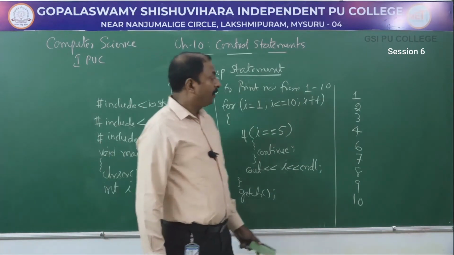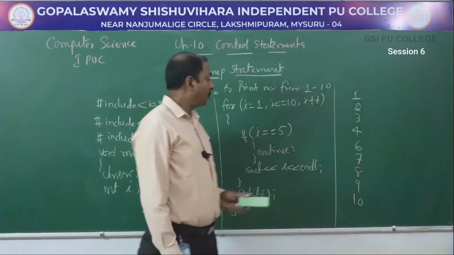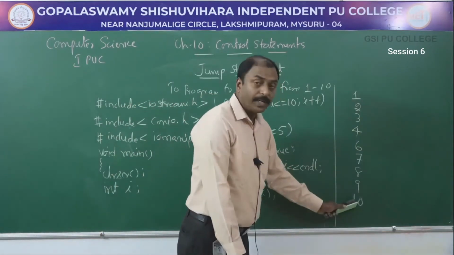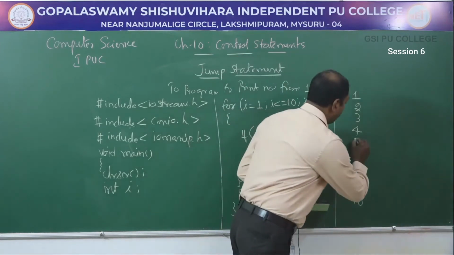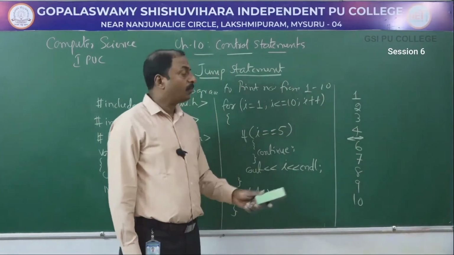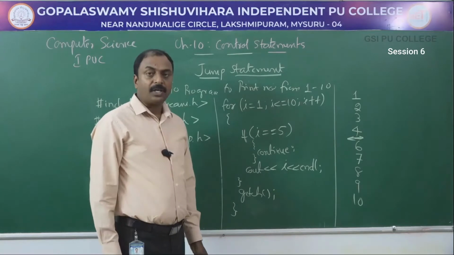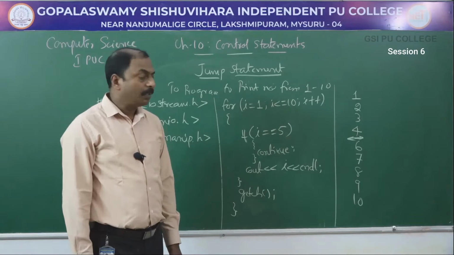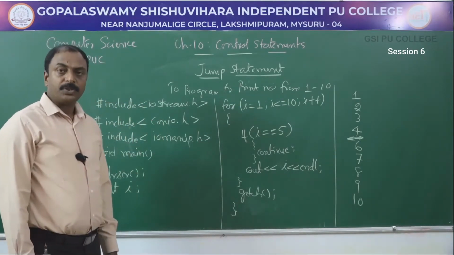In break statement, we used to get the output only from 1 to 4. But when we use continue statement, the output would be from 1 to 10, but skipping one iteration. Here, the value of 5 is not going to be printed. So it's going to skip the iteration, or skip the current loop. So this is an example for continue statement.